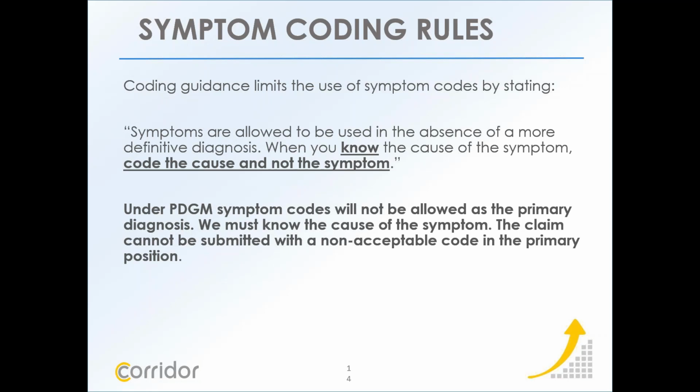So we still have that rule, and it's still going to apply to secondary diagnoses. But under PDGM, that rule will not hold for primary diagnosis. So even though there is that coding guideline that says we can code a symptom if it's not a definitive diagnosis, under PDGM, it's not allowed. So we will have to dig deeper. We will have to get that documentation to support your primary diagnosis. Next slide, please.